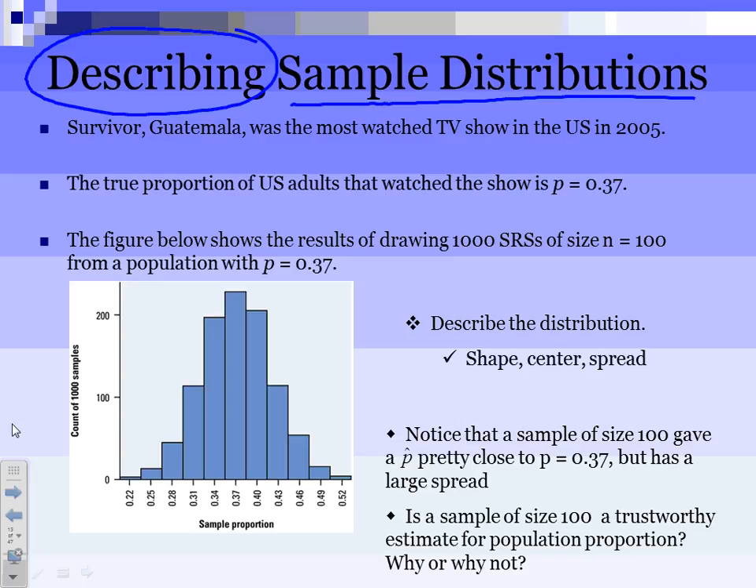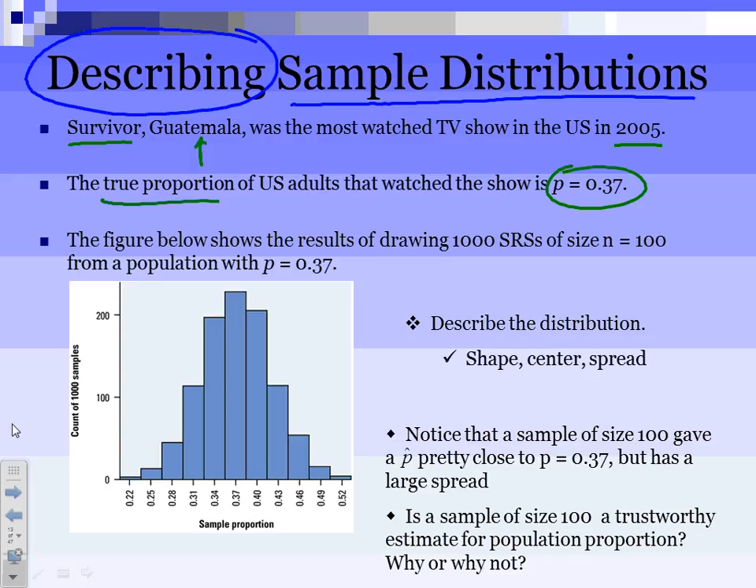And if we look at this example here, it's based in the TV show Survivor. In this case, the specific season is the Guatemala season, which now is a long time ago, but it happened in 2005. Maybe some of you guys watched it back then. I don't think too many people really watch it now, but maybe they do. Now, if we were to look at this particular show, it says the true proportion of U.S. adults who watched it is 0.37, telling us that 37% of people watched that particular show in 2005.